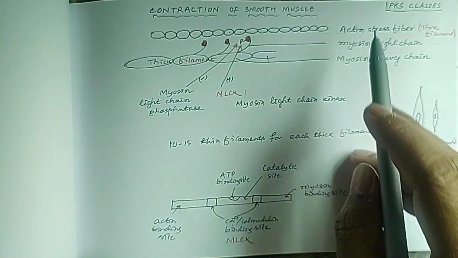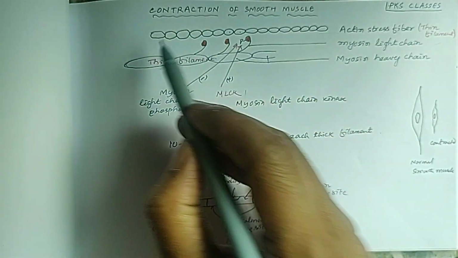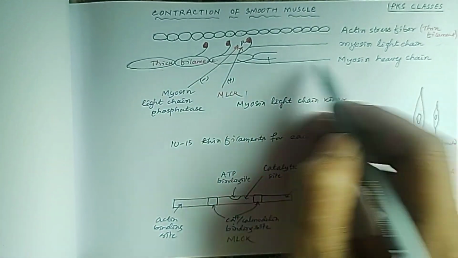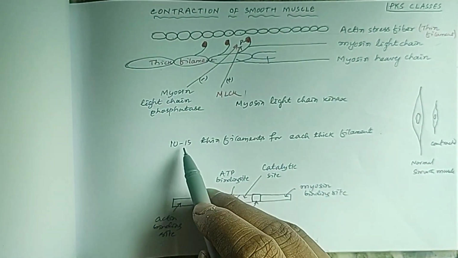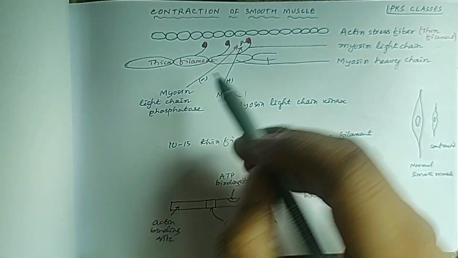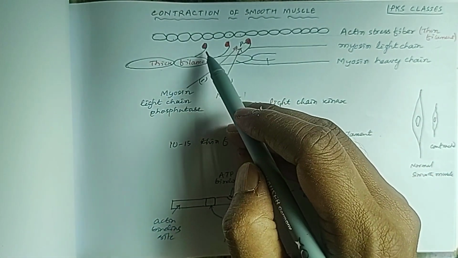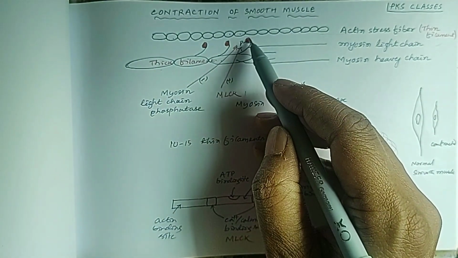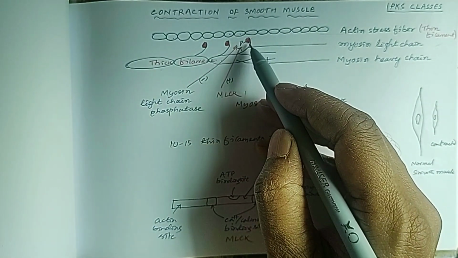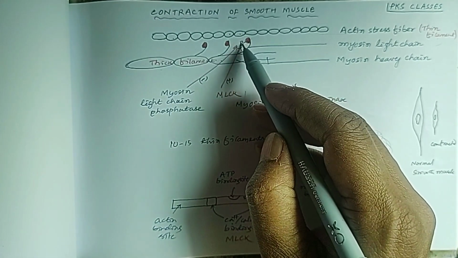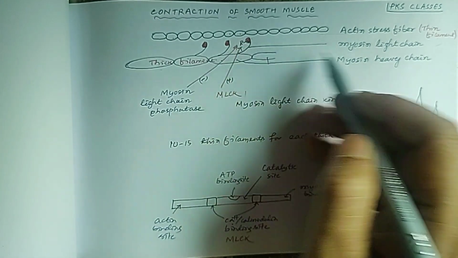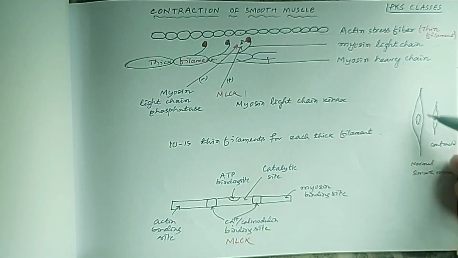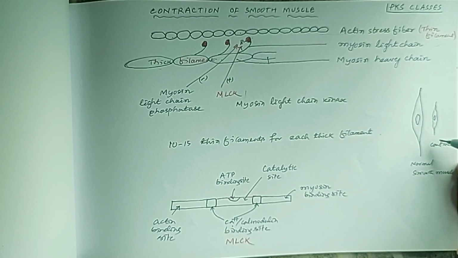So you can see in smooth muscles, actin myosin binding results in contraction, and actin is a part of the thin filament. This is actin, and myosin is a part of the thick filament. For each thick filament, there are 10 to 15 thin filaments. When actin myosin binding occurs, this is the myosin heavy chain, and this is the myosin light chain, which is actually phosphorylated. The phosphorylated myosin light chain will bind with actin. Actin myosin binding will cause the contraction of the smooth muscles.